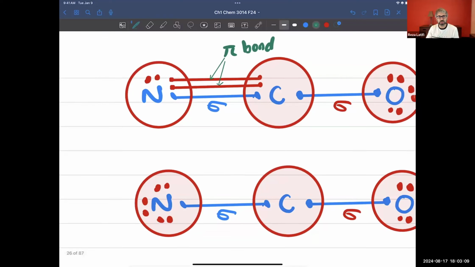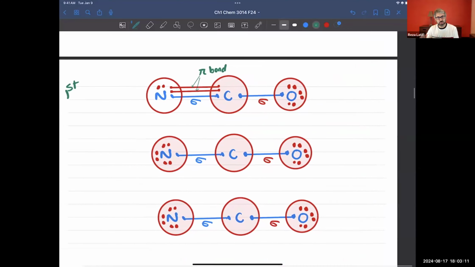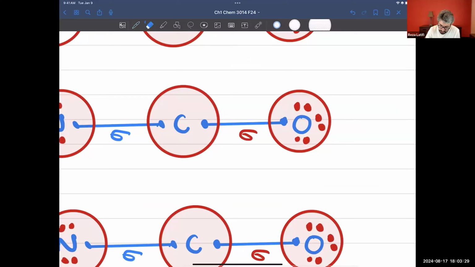Okay, those are pi bonds. You can repeat this one with oxygen. So for the second structure, it will be 3 lone pairs from oxygen. Again, it doesn't matter which lone pair, just share 2 lone pairs from oxygen with carbon. It doesn't matter which one. So let's erase this, that's gone.